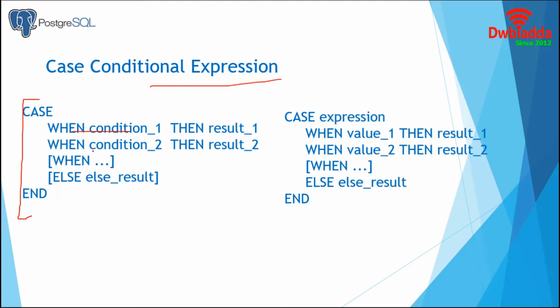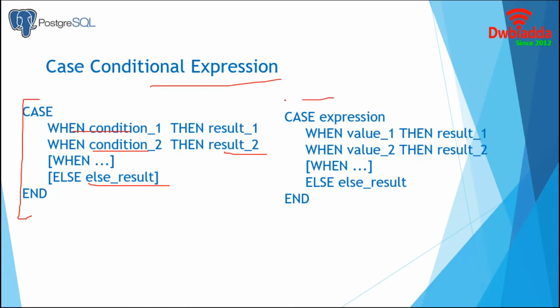If a condition evaluates to true, the case expression returns the corresponding result that follows the condition. In case all conditions evaluate to false, the case expression returns the result that follows the else statement. If we omit the else clause, the case expression returns null.